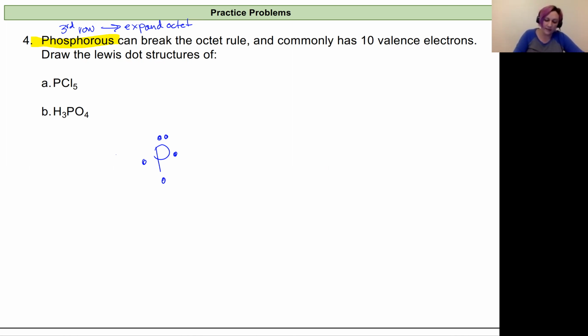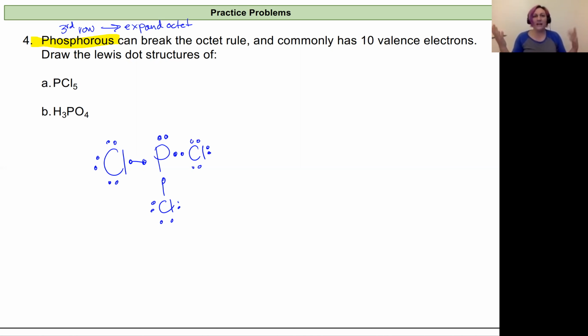Chlorine has 7 valence electrons, and so it really just needs one bond. I can't put more to it. Well, I can because it's also in the third row or below, so it can expand its octet. But in this case, we're going to expand the octet for phosphorus. So I can imagine creating a Lewis dot structure where I've got 3 chlorines and I'm feeling really good about it. And I'm like, great, but now I have to add 2 more.